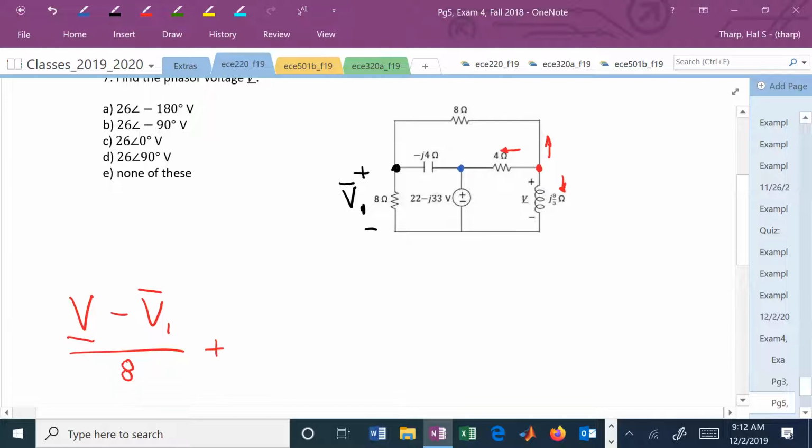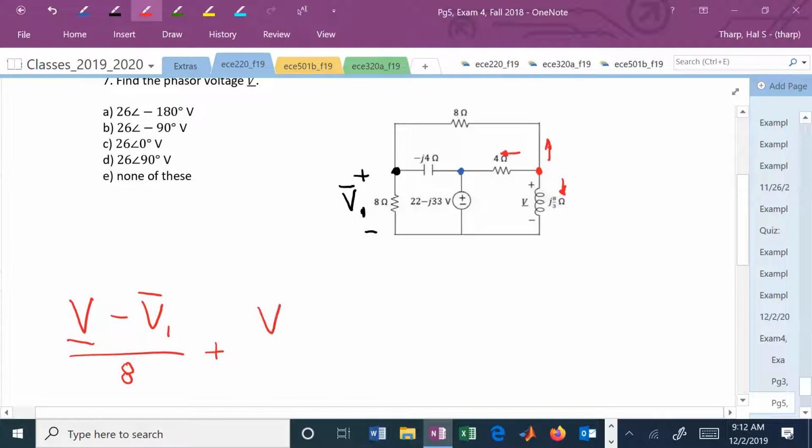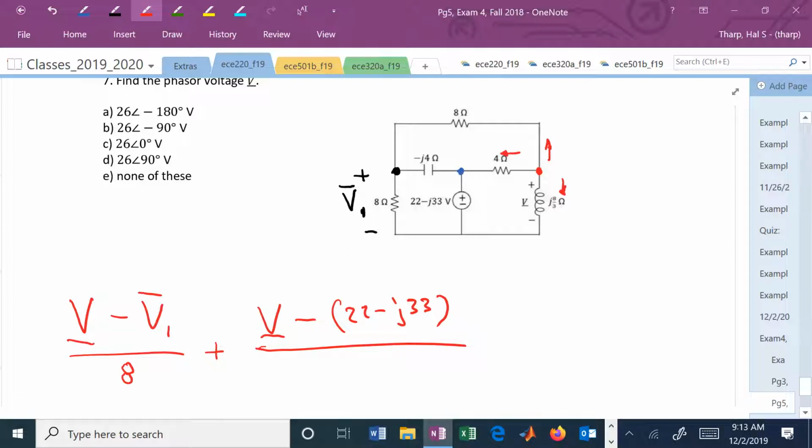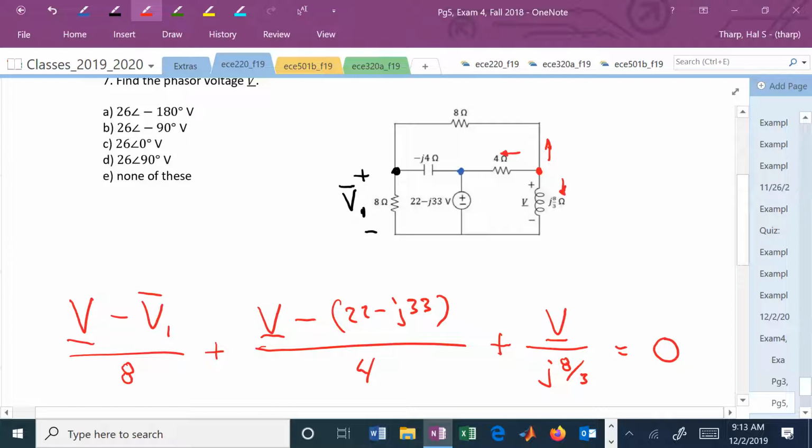Then we have the current going to the left horizontally. That's V underbar minus 22 minus J33. And you could convert that or not to a polar form. It's however you want to get comfortable playing with it. And then we divide by the impedance that voltage drop is across. And finally, we have our current going vertically down, which is V underbar over J8/3 is equal to 0. That's our first node voltage equation.